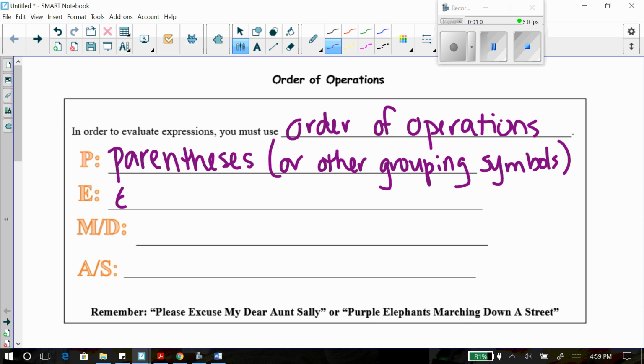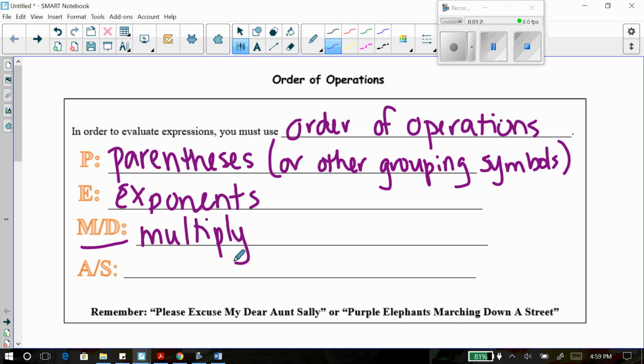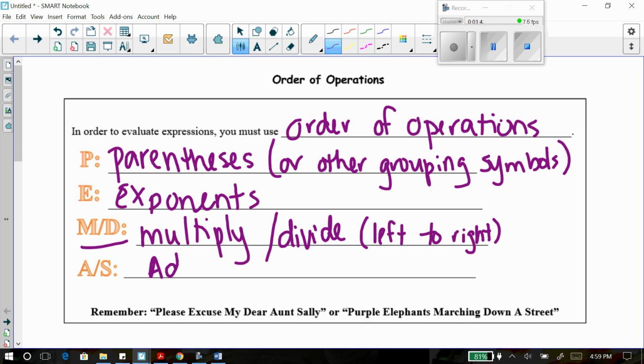Then goes E, our exponents, which we've talked a lot about in this unit, some exponent rules. Then it's multiplying and dividing. And I wrote it like this because you multiply and divide left to right. So sometimes you end up doing division before multiplication if it happens first, left to right. Same with adding and subtracting. This is why I wrote them in one step together. You do it from left to right.